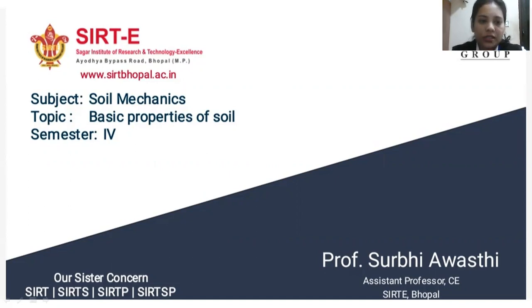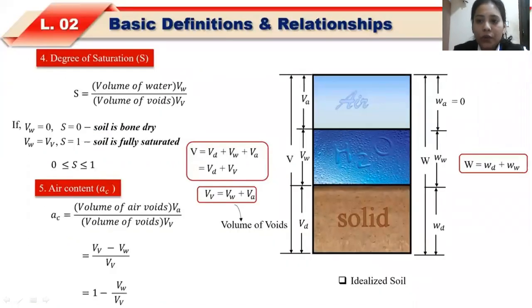Today, we are going to discuss the further basic properties of soil, in which we have studied void ratio, porosity, water content earlier. Then, in the previous video, we have covered all the three properties. Then, we are going to study the next remaining property, one of which is degree of saturation. Before discussing the degree of saturation, I am going to explain this three-phase system or idealized diagram of soil.